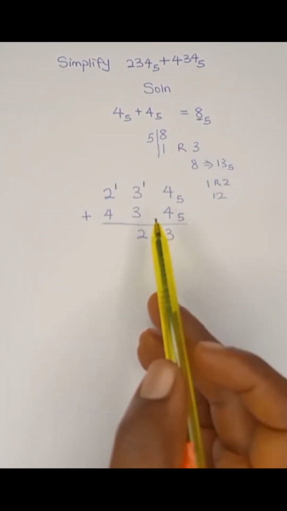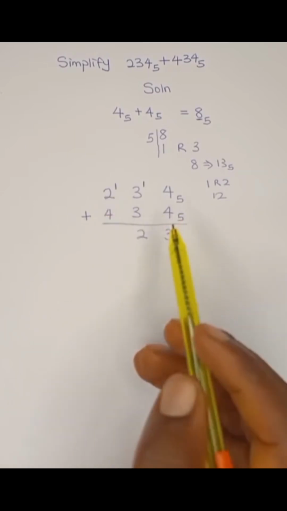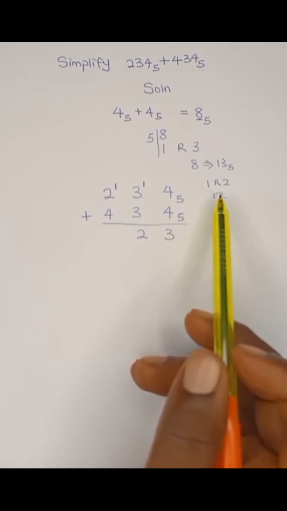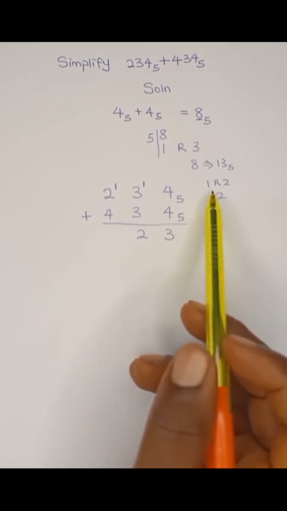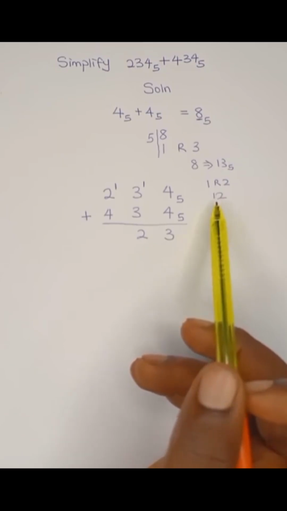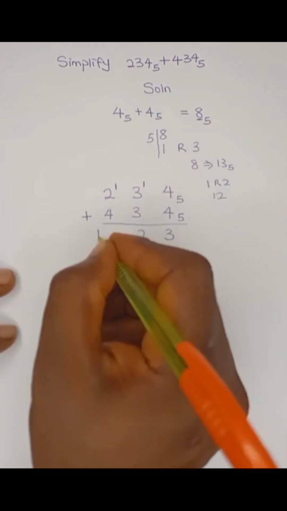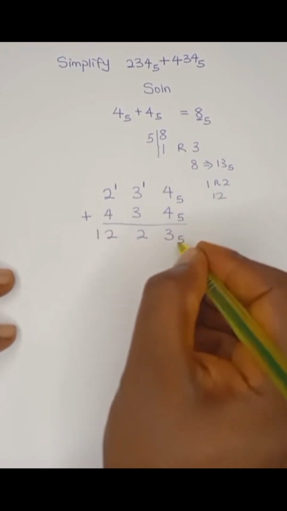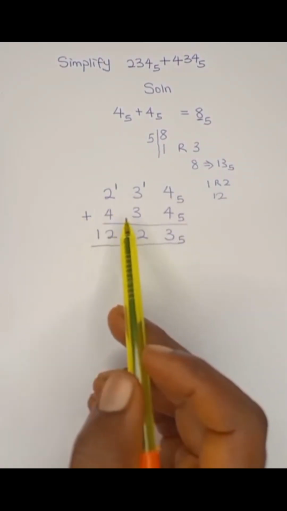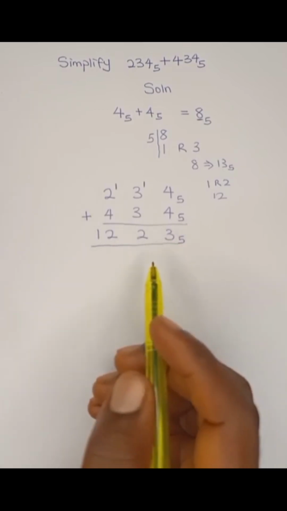Now we have 1 plus 2 gives us 3. 3 plus 4 gives us 7. So just as we have done before, we have 7, which is bigger than 5. We have already converted 7 to its equivalent in base 5, which is 12. So there is no other number to bring the 1 over to, so we can simply write 12 base 5. So that means 234 base 5 plus 434 base 5 is equal to 1223 base 5.